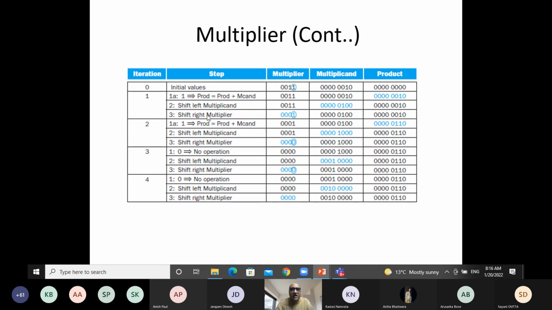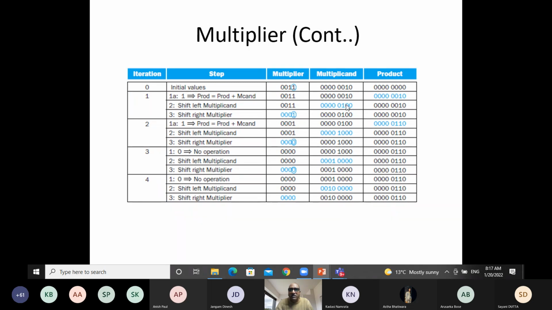Then you shift the multiplicand and shift the multiplier. When you shift the multiplier, the rightmost digit will go out, and the next bit comes into the least significant position. Now based on that, you need to take the next step. And here it's a 1, so again the multiplicand has to be added.